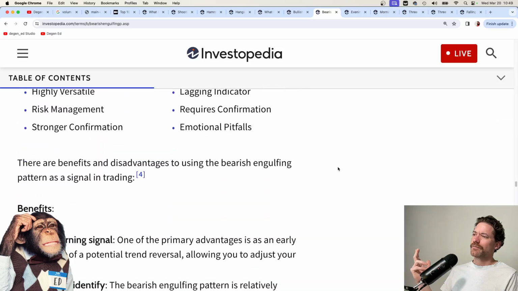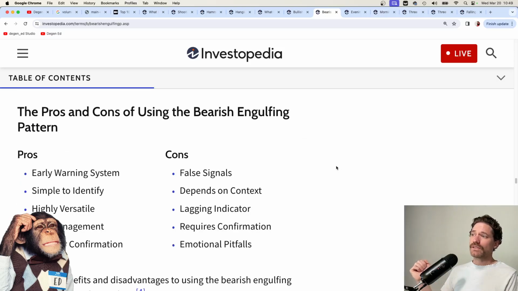I apologize about this. I guess I should note some pros and cons about the bearish engulfing candle, which would also apply to a bullish engulfing candle, but in reverse as far as direction goes. And so pros are that it's an early warning sign system. Also, with a bullish engulfing candle, it's an early warning sign that price might be bottoming and then start going up, an indicator to buy. It's simple to identify, highly versatile, good for risk management, and offers stronger confirmation.